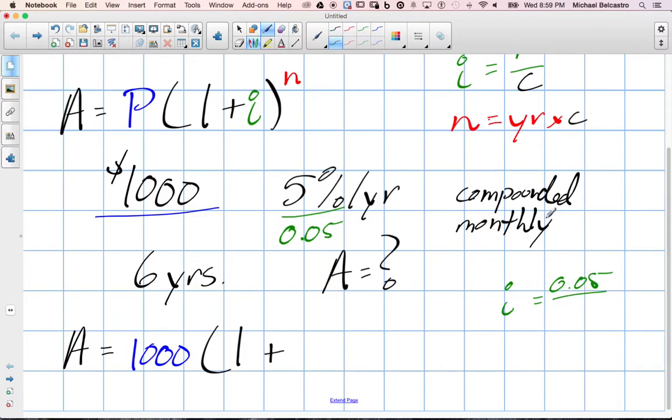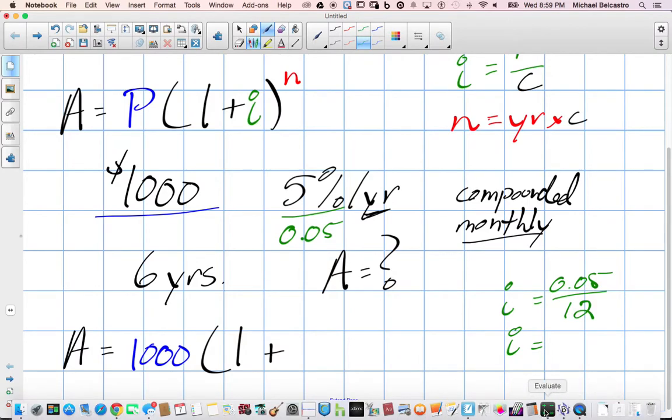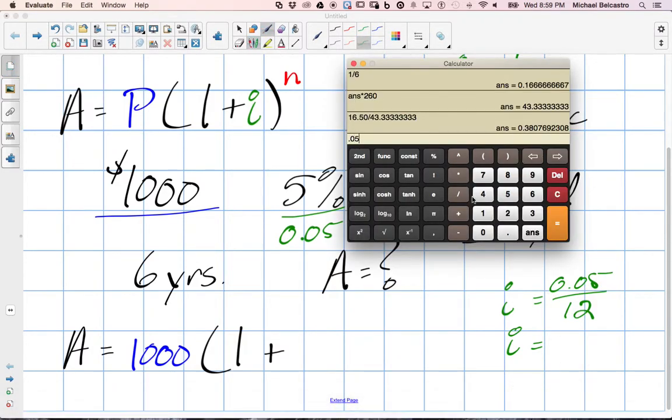What's the compound period? Monthly. So how many times does monthly occur in the course of a year? 12. So it's always in terms of how often this interest rate is for. Because it's 12, it's 0.05 divided by 12. So i is a value that we have to calculate. 0.05 divided by 12 is 0.00416. You can leave it as a decimal.